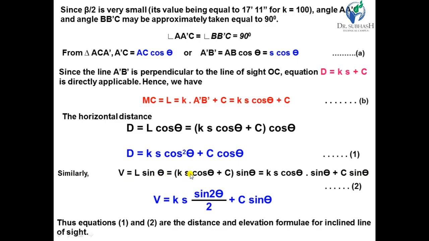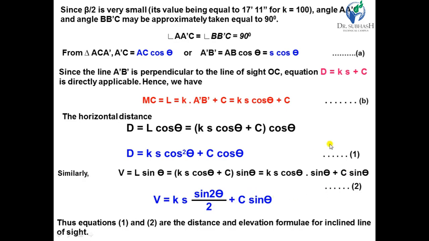V is equal to L sin theta, which is equal to Ks cos theta plus C into sin theta. So we can get the equation Ks cos theta into sin theta plus C sin theta. We can convert that equation into a shorter format by using the mathematical rule: 2 cos theta into sin theta is equal to sin 2 theta. So we use that double angle, and V is Ks sin 2 theta by 2 plus C sin theta.